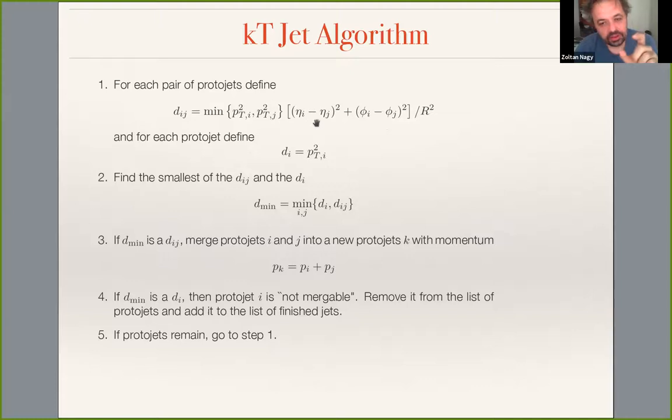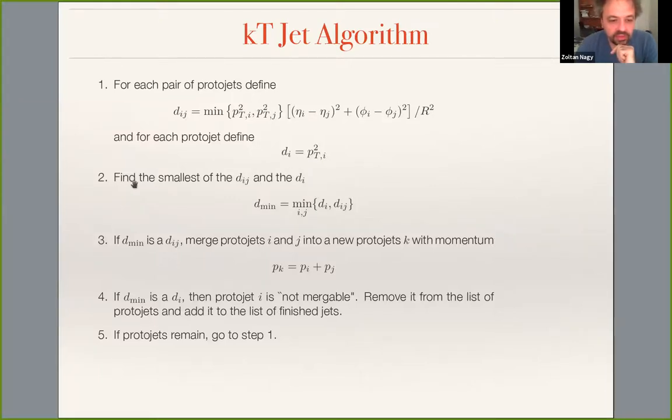So you can see when the two protojets become collinear, that means the angle is zero between them, so the rapidity and the azimuthal angle difference is zero. So this measure, this Dij, becomes zero. Or when one of the partons becomes soft, this PT weight factor becomes zero. And another distance you have to define, since this is hadron-hadron collision, is the distance from the beam pipe, and that's basically we just measure the PT from the beam.